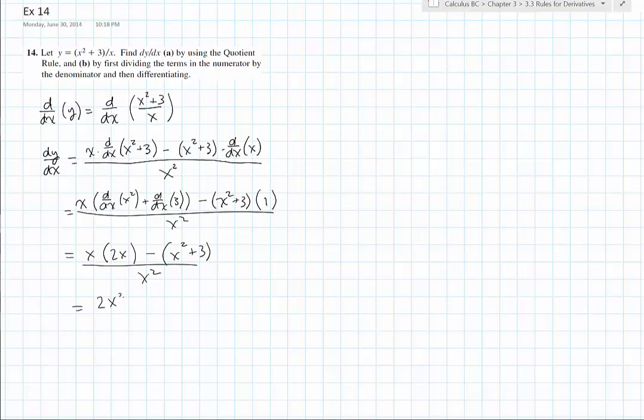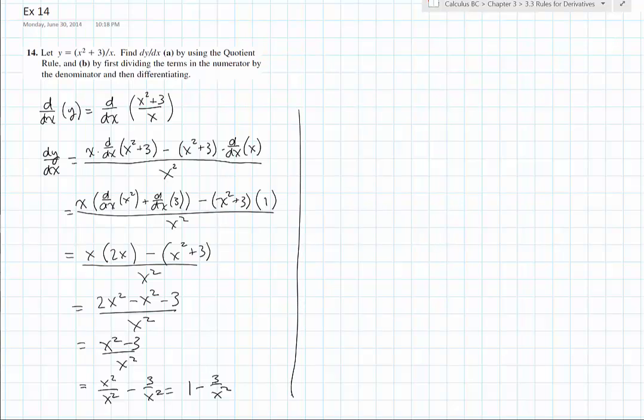I get 2x squared minus (x squared + 3) over x squared, or I get (x squared - 3) over x squared. Alright, and perhaps I clean that up one more time as x squared over x squared minus 3 over x squared, or 1 minus 3 over x squared. So there's a solution using the quotient rule.